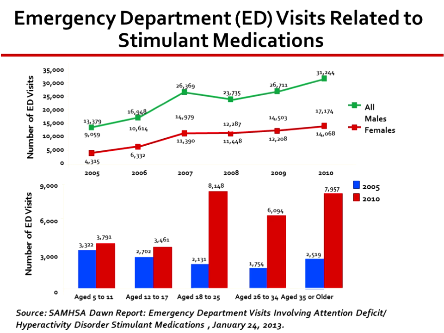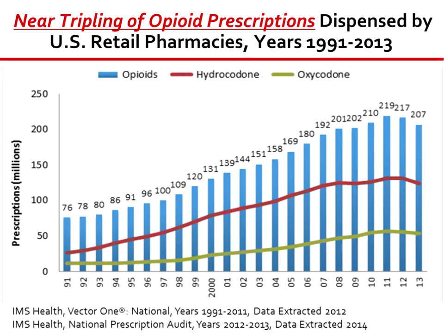And this has been associated with an increase in emergency department visits related to stimulant medications. I see on this slide that you can't actually see the males, but it is basically just slightly above the female line. And we're seeing amongst both females and males a pretty steady rise in emergency department visits related to stimulants. And if you look at the bottom graph, you'll also see that this increase has been most profound amongst the older age cohorts. So starting with those aged 18 to 25 and older, we're seeing a very dramatic increase in emergency department visits.